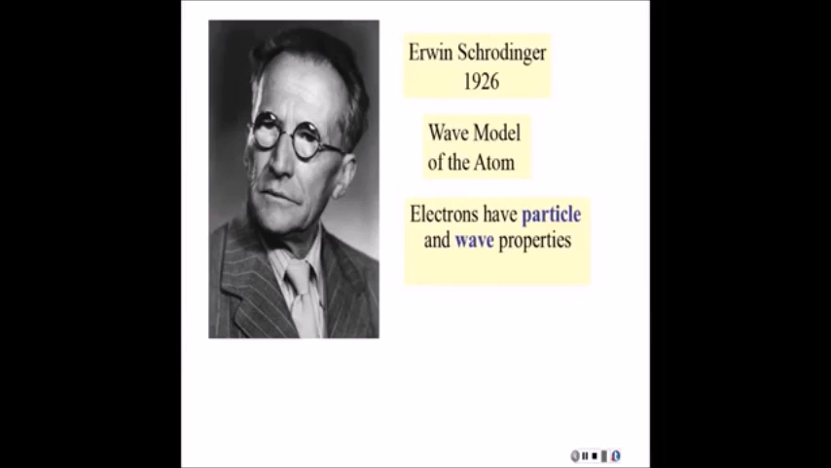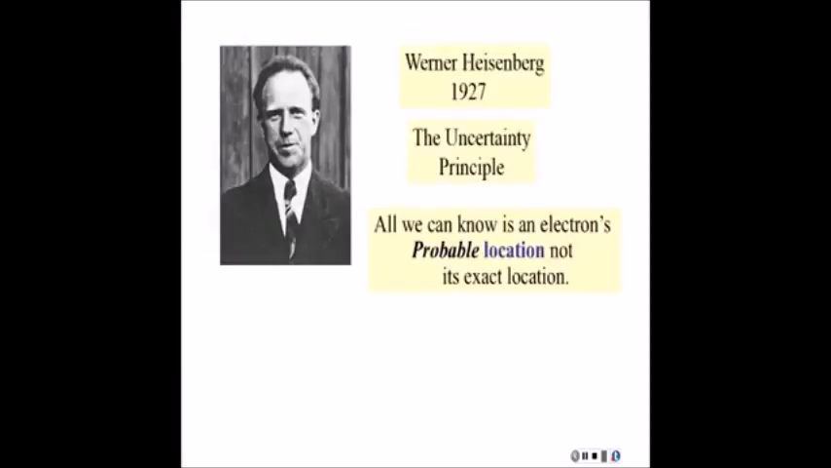Electrons are part particle and part wave. And because they have wave properties, they can be, in a sense, in more than one place at the same time. Also at this time, another famous physicist called Werner Heisenberg came up with the uncertainty principle. All we can know is an electron's probable location, not its exact location. One reason is that in order to see an electron, we have to shine light on it. And when we do, we move it, so therefore it's not there anymore.